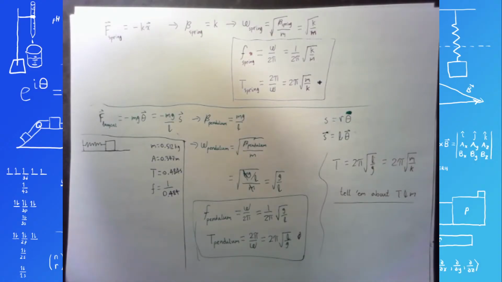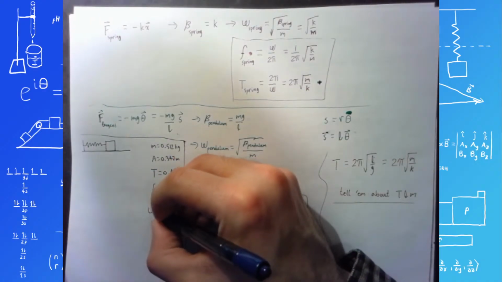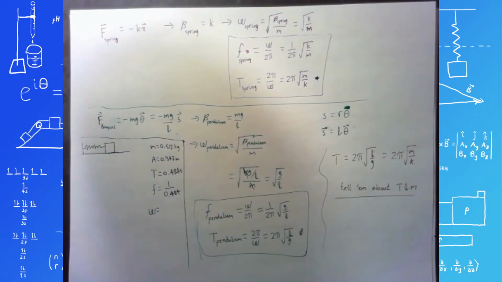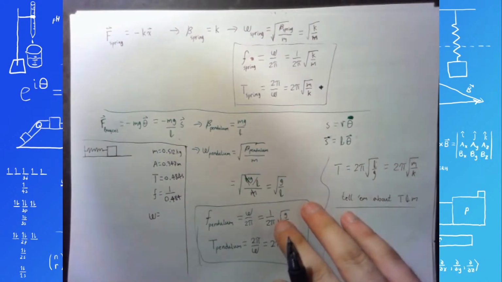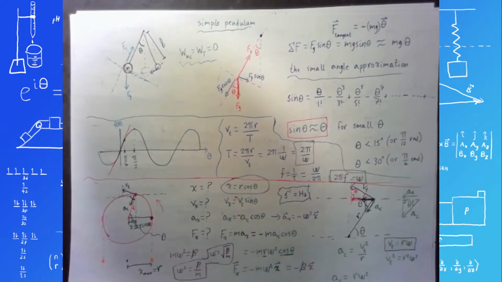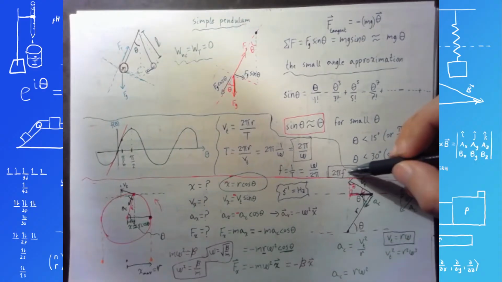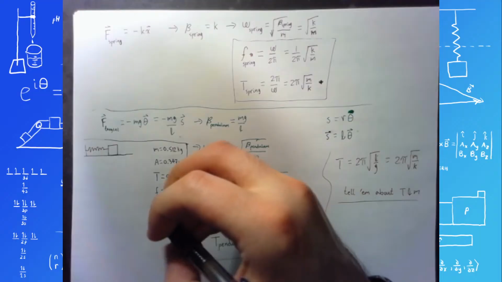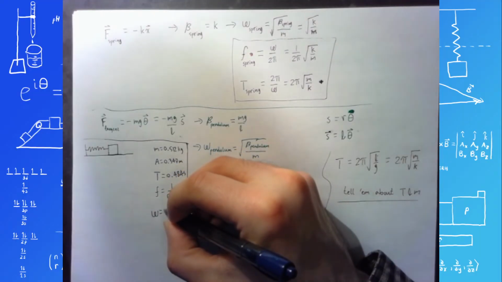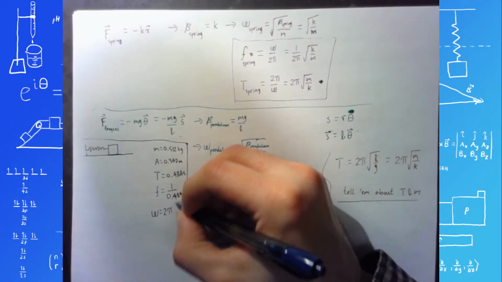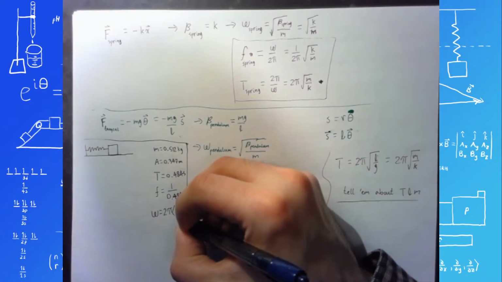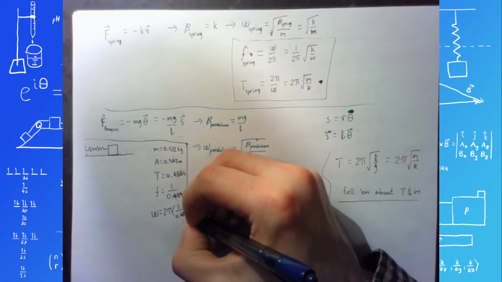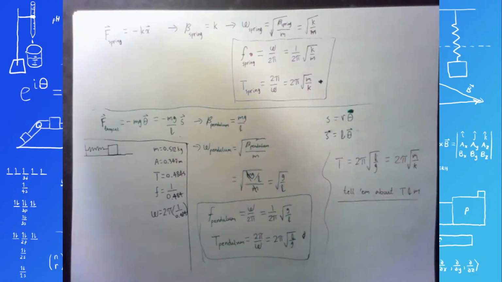Part C, find the angular frequency. Well, we can just do 2 pi f would be the quickest way, right? Angular frequency equals 2 pi f, which means 2 pi times f, where f is 1 over 0.484. And again, that's something you can plug into your calculator and find easily. You don't need me to do that for you.